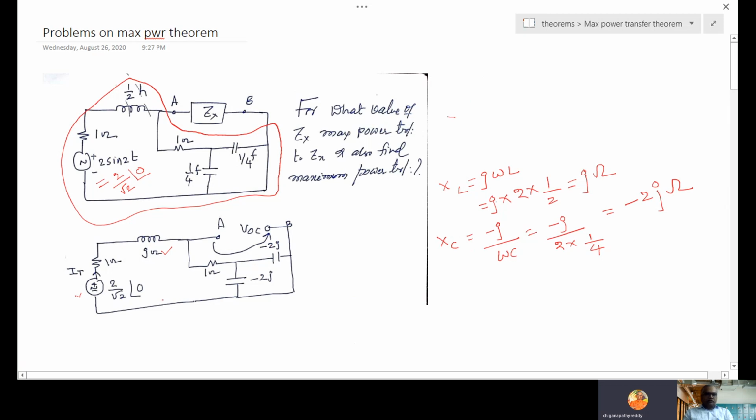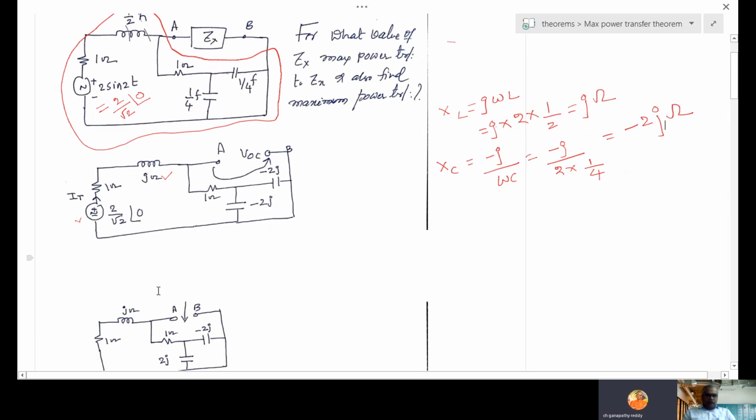Now to find this voltage, we have to find the total impedance first. We have to find the total impedance looking from the source. So what is the total impedance looking from the source? That I am calling ZT. What is the ZT value? 1 plus J. This is 1 plus J. They are in series. Then minus 2J, minus 2J in parallel. Minus 2J, minus 2J in parallel, the equivalent is minus J. So 1 plus J plus 1 minus J.